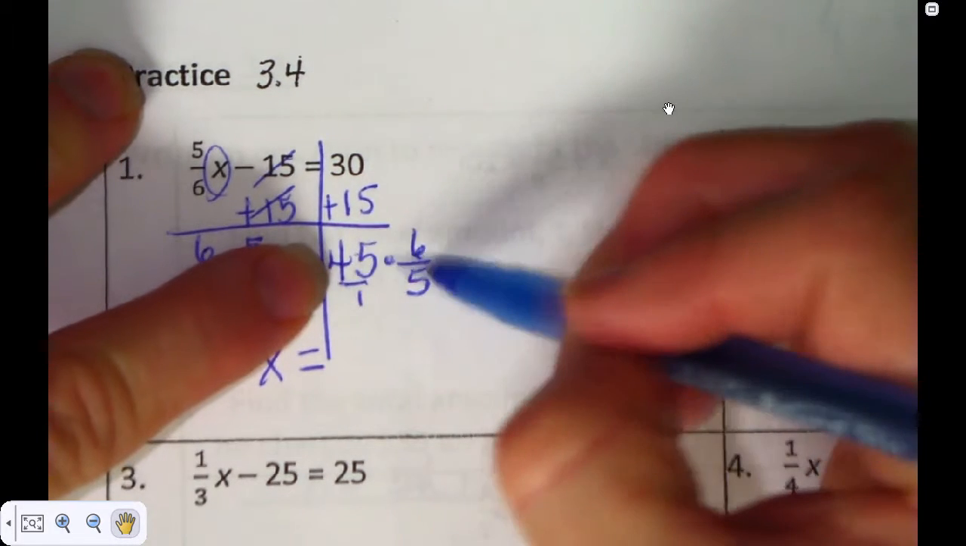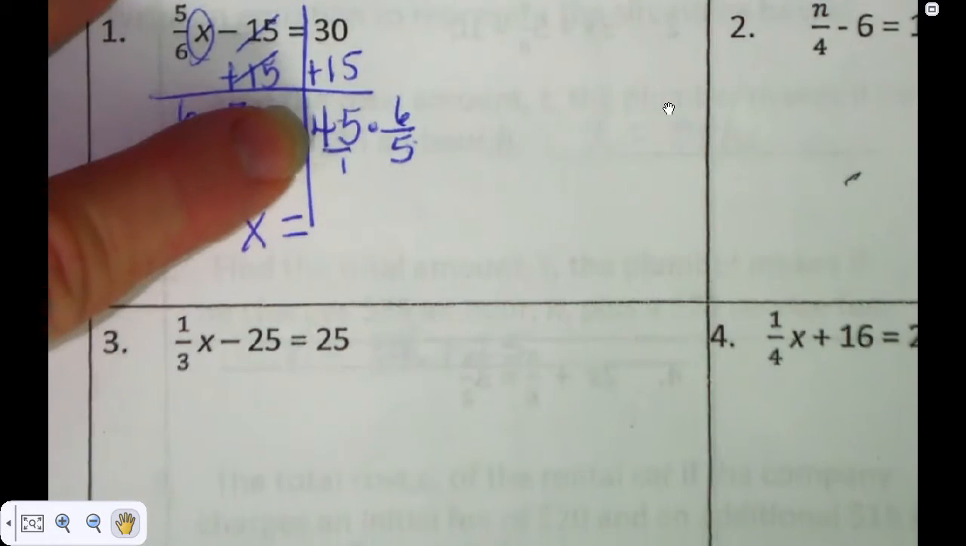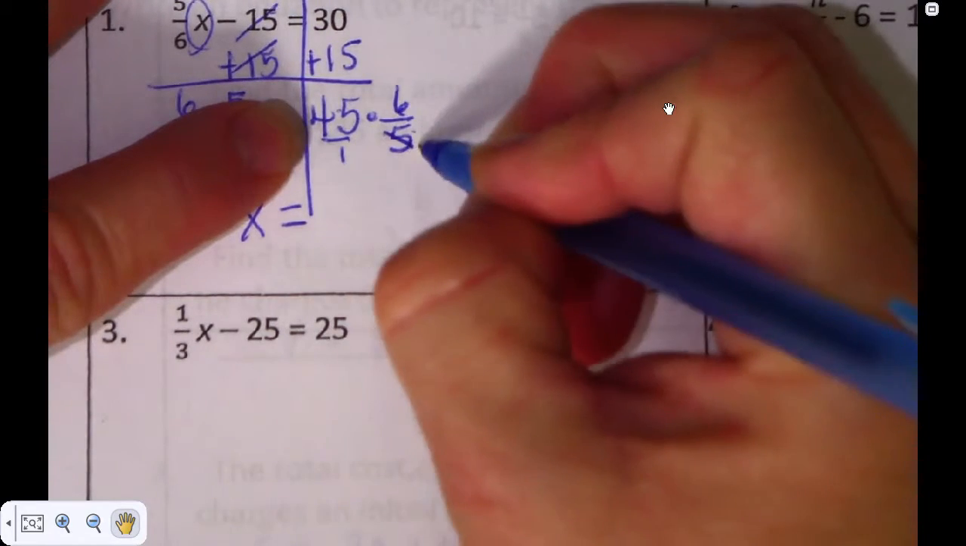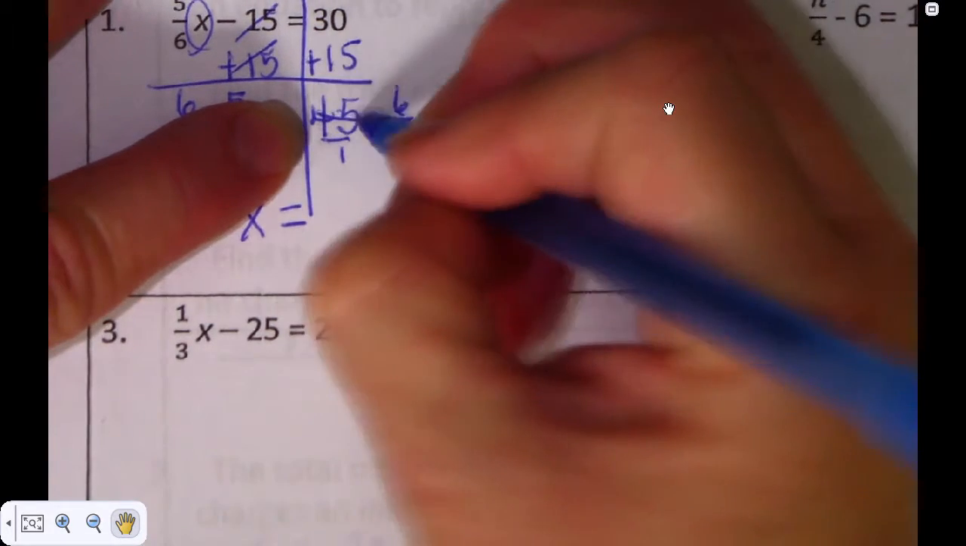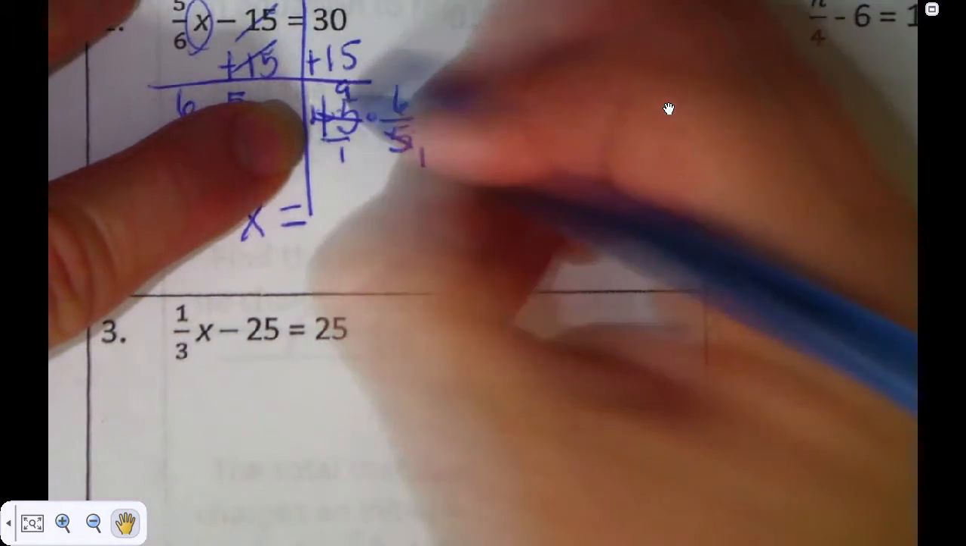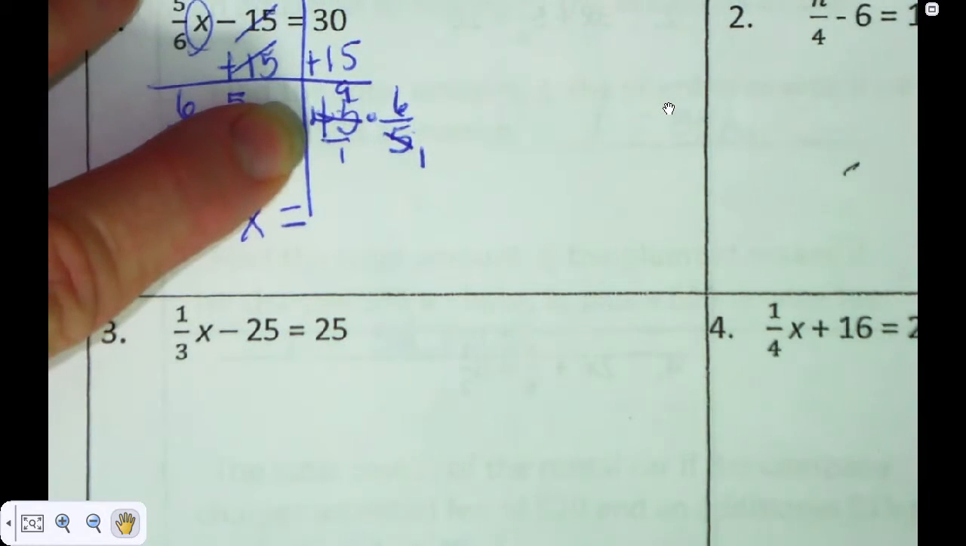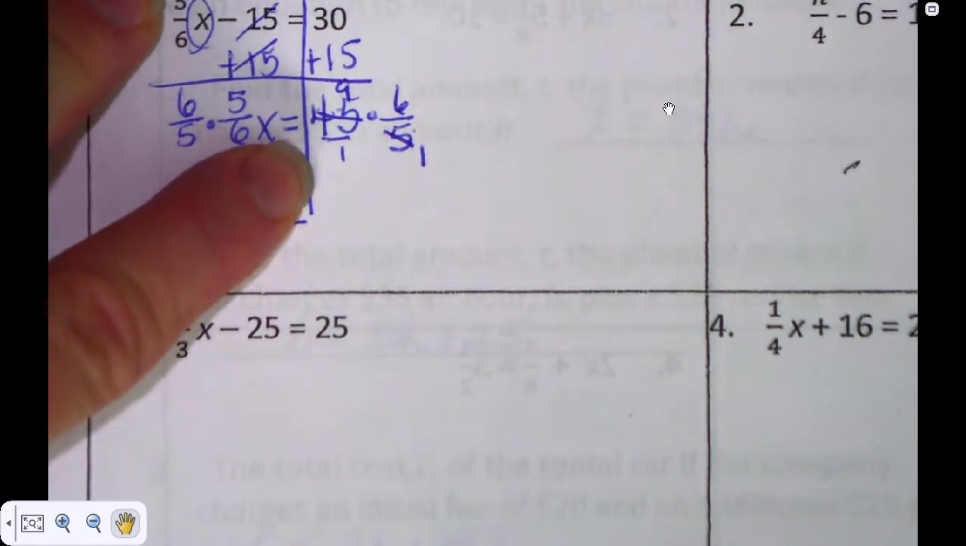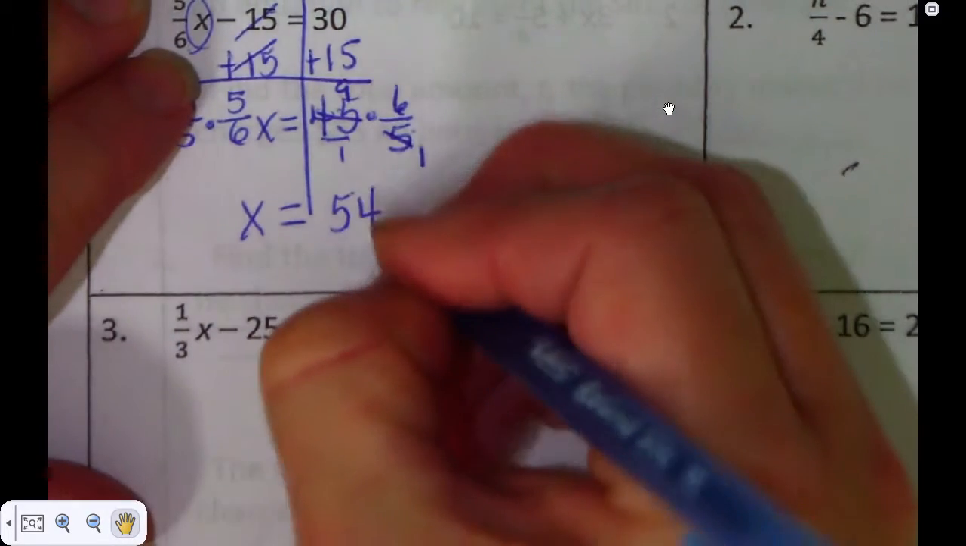Now you can reduce that, can't you? You see if you can simplify that. So 5 goes into 5 one time. 5 goes into 45 9 times. What's 9 times 6? And 54 over 1 is just 54, isn't it?